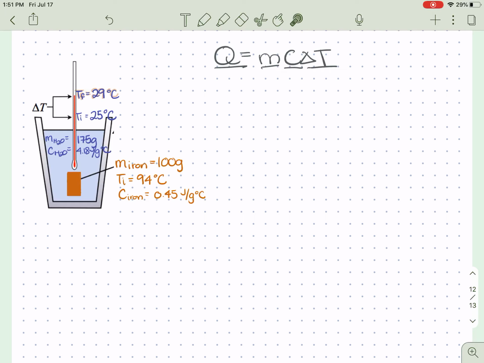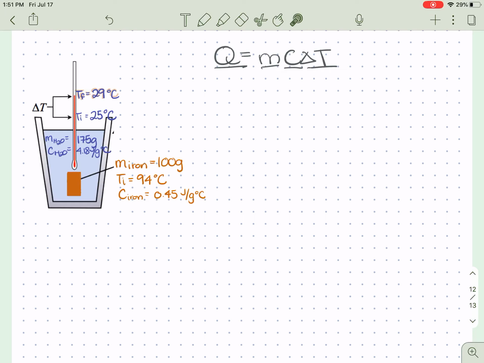And then over here in blue, I have all the information about the water. The water had a mass of 175 grams, according to the problem. Again, the specific heat of water, which is a known value we can just find by doing a Google search, is 4.18 joules per gram degree Celsius. The starting temperature of the water was 25 degrees, and the final temperature of the water is 29. Now you can probably see a little orange shadow behind the 29.